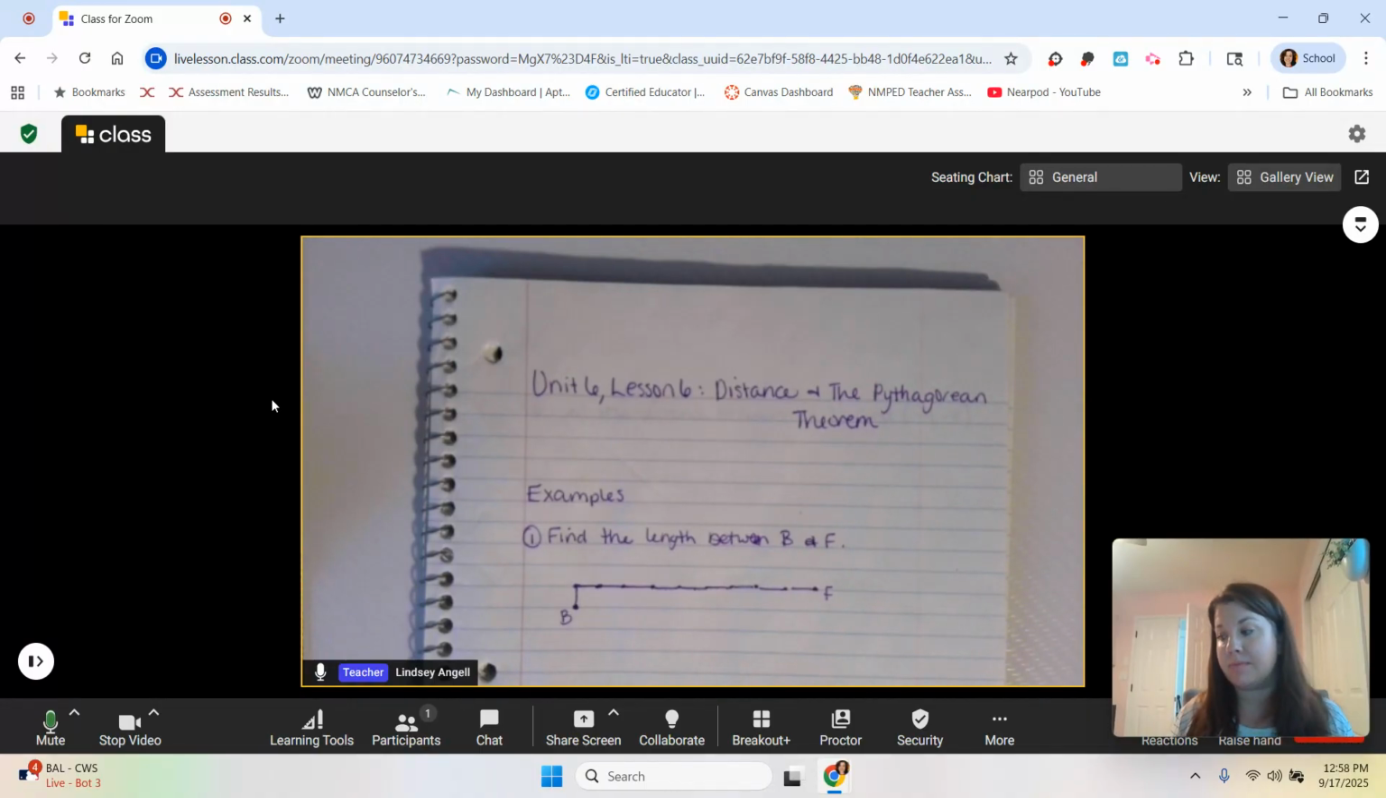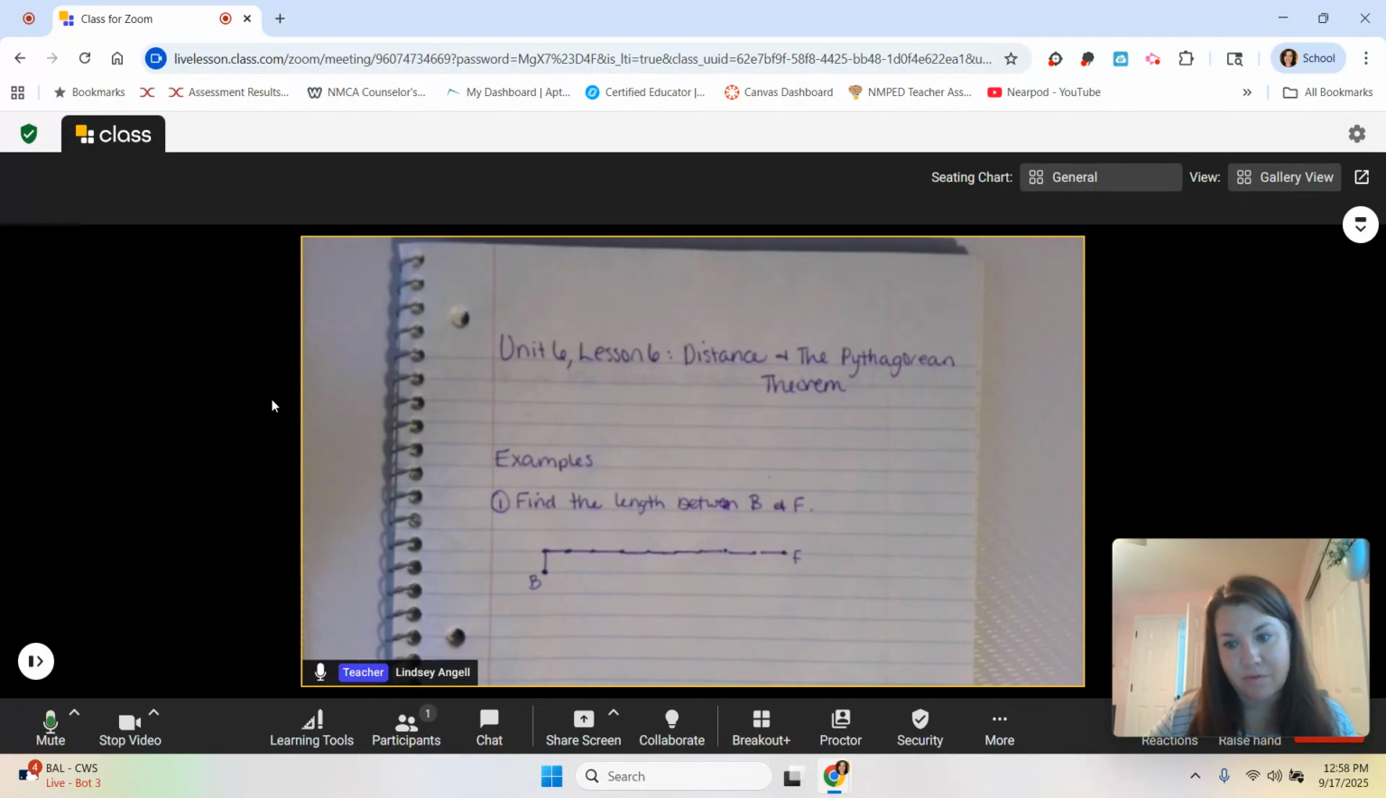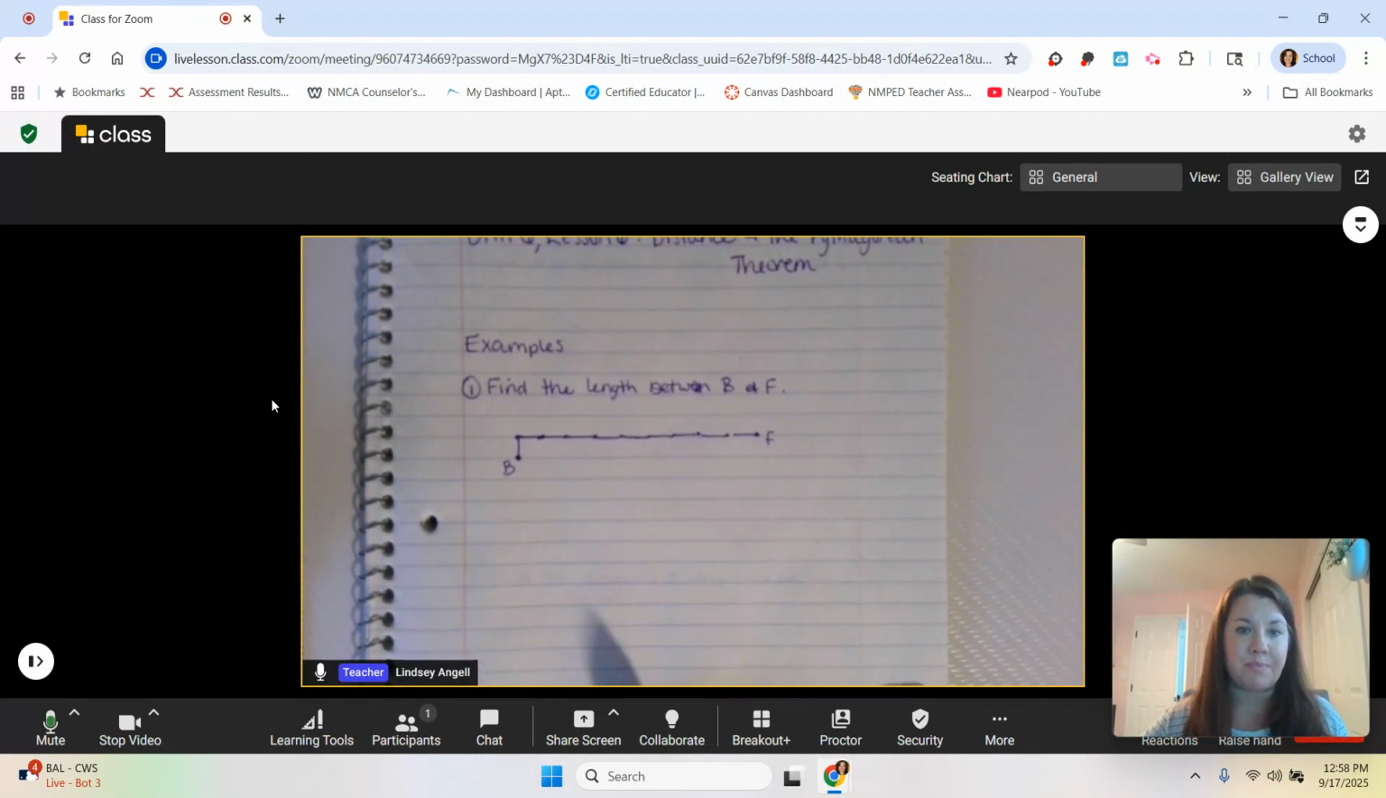I figured the quickest way for us to get into this is to go straight into examples, because there's not necessarily any new notes. We're just using the same formula in a different format. When you get into your lesson, you're going to see a bunch of graphs and things like that. That's totally okay. And even maps on there as well.